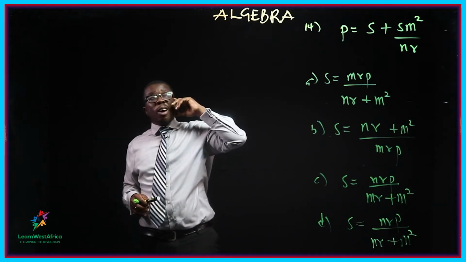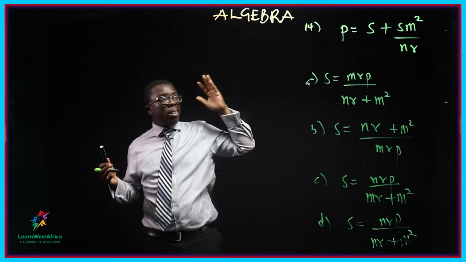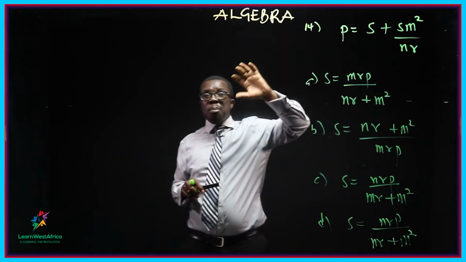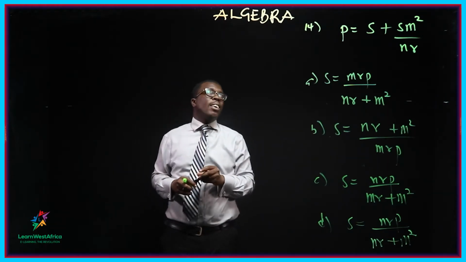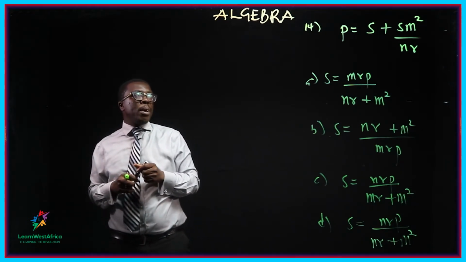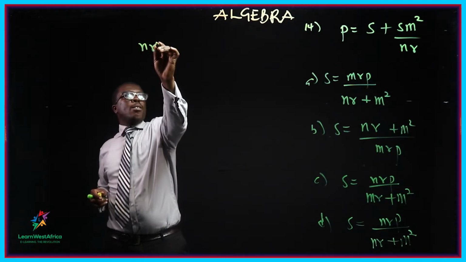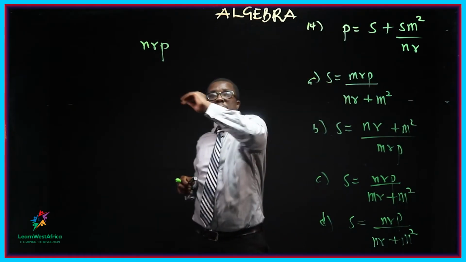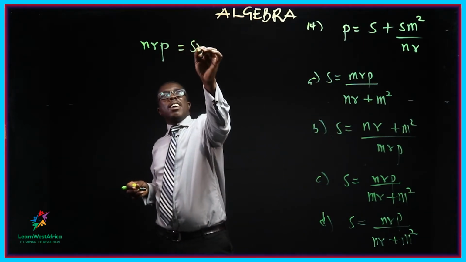Let's just go through the normal way. You multiply through the expression by the denominator. The denominator will be NR, so we multiply by NR because you just have one fraction. So NRP equals S plus SM squared.